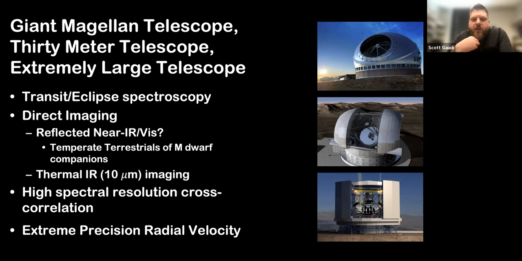But I think the real kind of excitement there is that we can do direct imaging of planets that are relatively uniquely done by ELTs, like reflected light in the near infrared or visible of temperate terrestrial planets around M dwarfs, or thermal imaging of Earth-like planets around sun-like stars for a handful of systems. So that will be quite exciting.